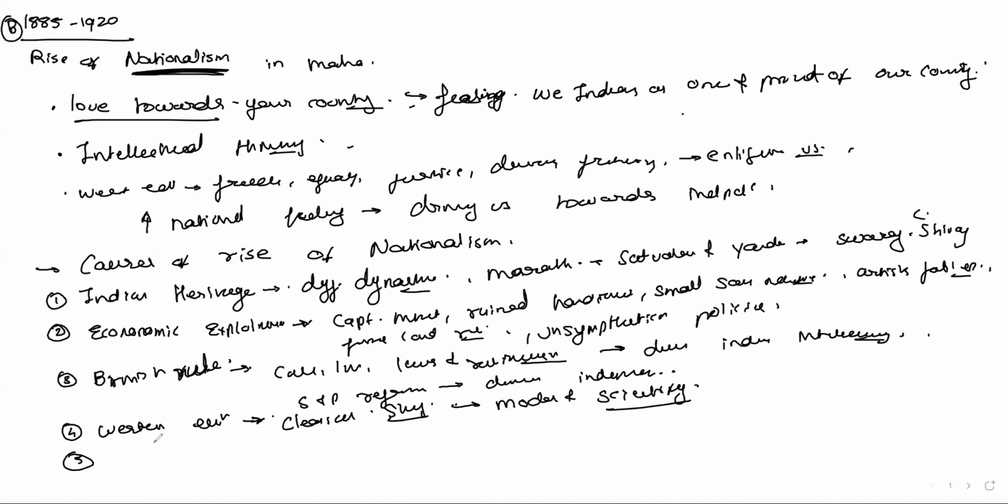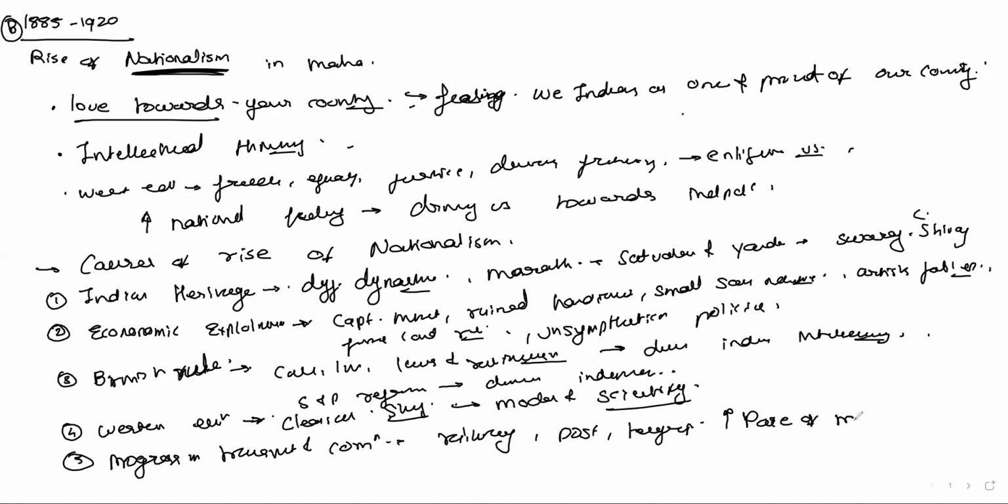Okay, then the next most important thing was progress in transport and communication. Okay, the development of railways, post offices, telegraph. They increased the pace of travel and decreased the time for travel, and this directly or indirectly helped to increase the feeling of nationalism, or helped in proliferating the idea of nationalism everywhere.